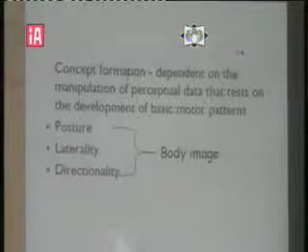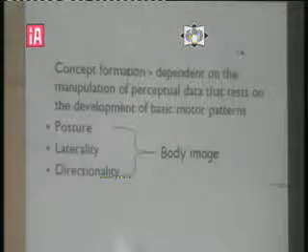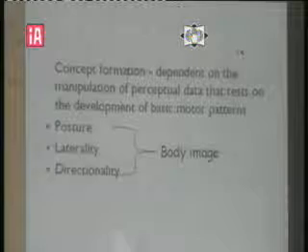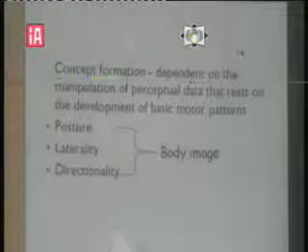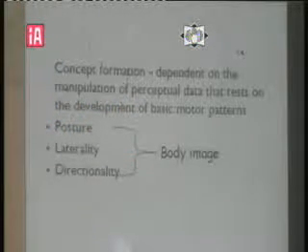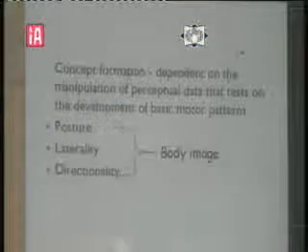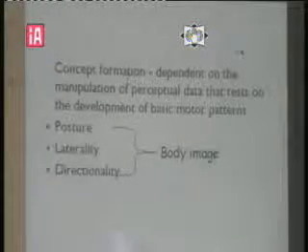Concept formation is dependent on the manipulation of perceptual data that rests on the development of basic motor patterns. Posture, the way you stand. Laterality is whether you are right-handed or left-handed, and directionality, where you are going to start off writing. All this will lead to the body image.